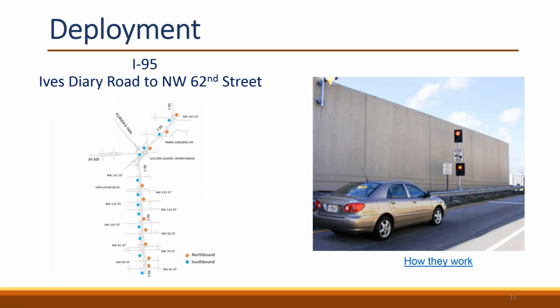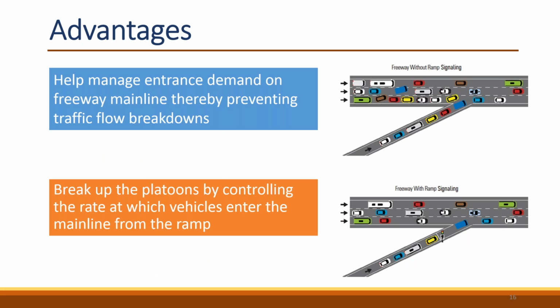So deployment, RAM meters are deployed on I-95 from Ives Dairy Road to Northwest 62nd Street. We have about 22 RAM meters in District 6 on both I-95 northbound and southbound, and they've been deployed, I believe, in 2 phases, over a decade ago, in the 2008-2009 timeframe, and it has 2 major advantages. The first advantage is that they help manage entrance demand from the on-ramp on freeway main line, thereby preventing some traffic flow breakdowns on the main line.